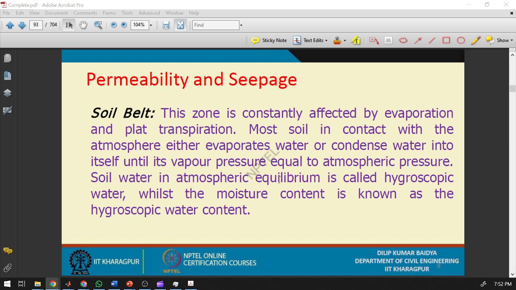I'm not sure if this is correct, but from what I know, hygroscopic water is the water that is held by the soil and is not available to the plant, or which is not available for taking unless and until you are expending a high amount of energy.